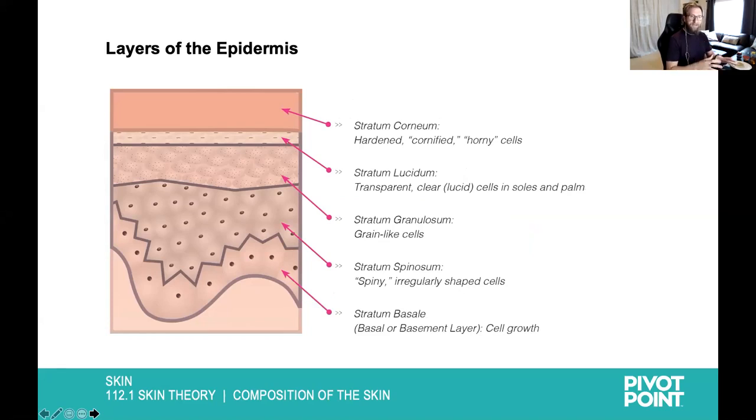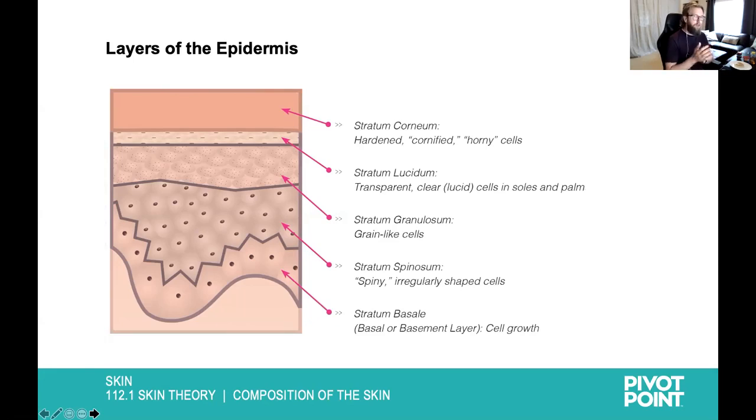We have the stratum basal layer. This basal layer is where a lot of our cell growth takes place. Just so you guys know, we are going to be using some Apple Jacks to represent our stratum basal layer, and there are reasons why I chose Apple Jacks.